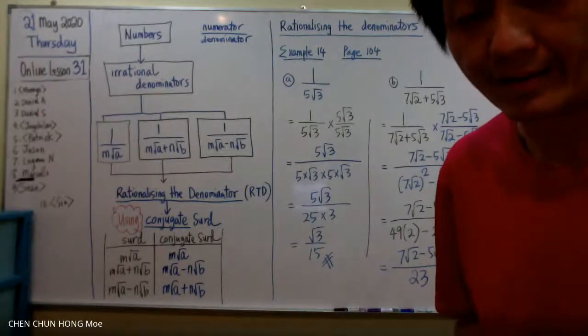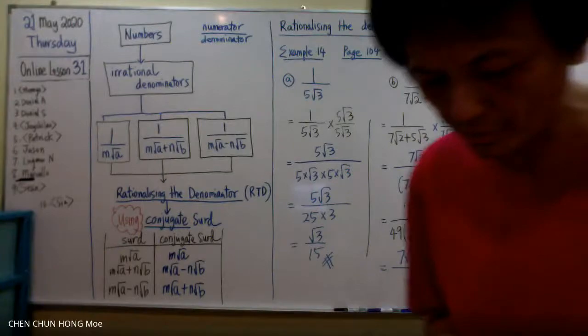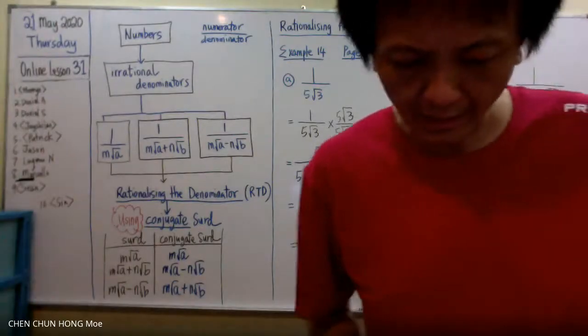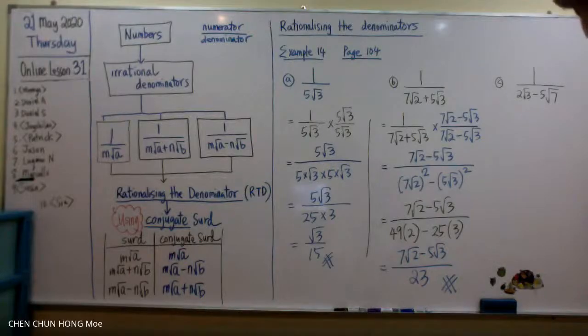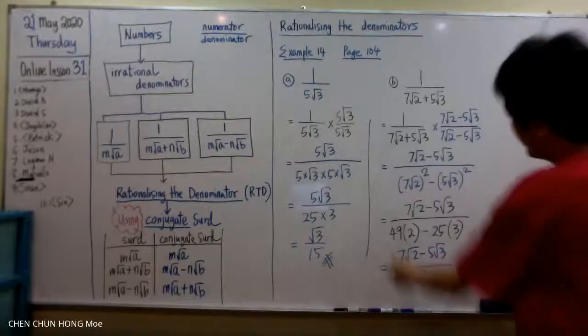Basically, it states here negative 5√3 plus 7√2 over 23. Where? In the calculator. Do you use your calculator to rationalize? Yes, it's already the final answer in my calculator. How do you rationalize? You press in this one and this one, is it? Yes, sir. I do as what you said with 7√2 minus 5√3 over 49(2) minus 25(3). Yeah, I do as set, and the final answer is negative 5√3.